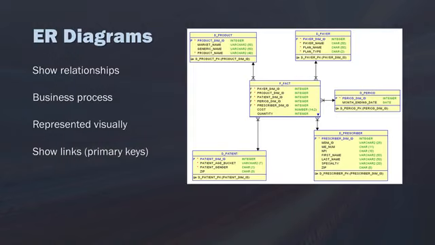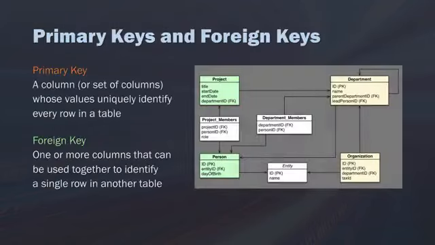The links are really important because in a later lesson, we're going to learn how to join these tables together and combine the data. Being able to look at this diagram and see how they relate to each other is really important. What we will use to join these tables together are two things. We can use the primary keys or foreign keys. The primary key is a column or set of columns whose values uniquely identify every row in a table. Then this allows us to take those unique identities and join them to another table. Foreign keys are similar, in that one or more columns can be used together to identify a single row in the table.